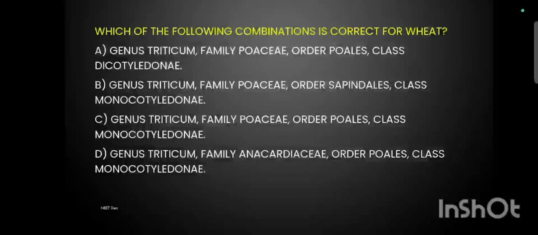Question, which of the following combinations is correct for wheat? A, genus Triticum, family Poaceae, order Poales, class Dicotyledonae. B, genus Triticum, family Poaceae, order Sapindales, class Monocotyledonae. Option C, genus Triticum, family Poaceae, order Poales, class Monocotyledonae. D, genus Triticum, family Anacardiaceae, order Poales, class Monocotyledonae. The answer is option C.